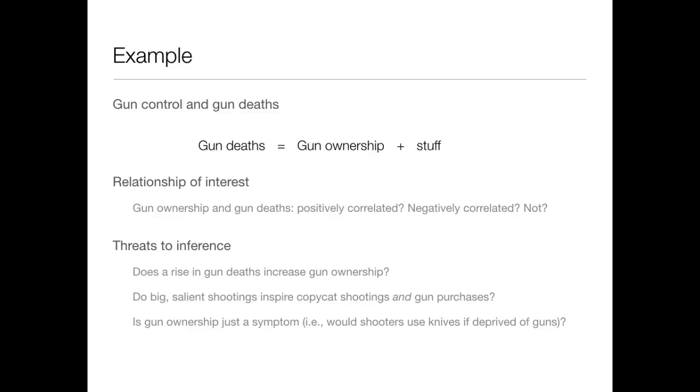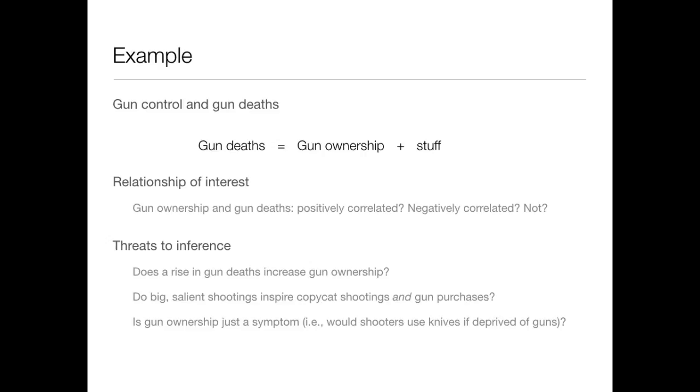Right? So the relationship of interest here is whether gun ownership and gun deaths are positively or negatively correlated. But even if you show a positive relationship between the number of gun deaths and gun ownership over time, you still have a lot of questions to answer. Could it be that a rise in gun deaths increases gun ownership? That is, the more people get shot, the more people feel like, well, I really better go out and get a gun and protect myself.